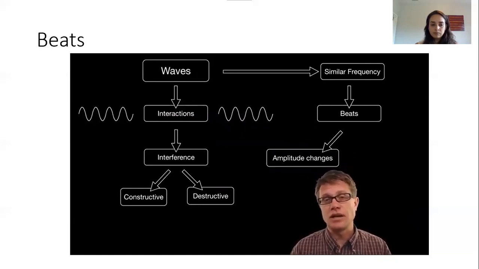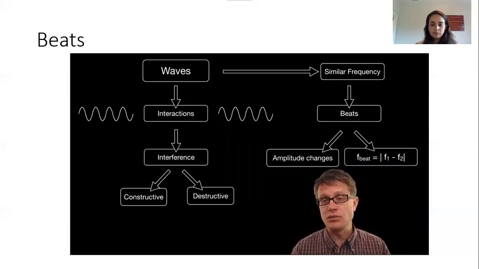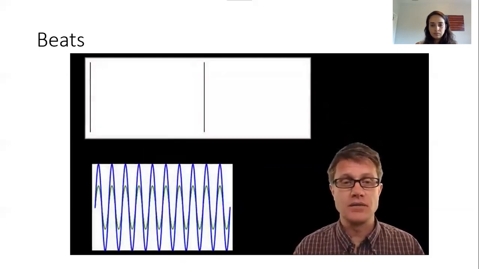Now it's really easy to calculate the frequency of the beats. All you do is frequency of the beat equals the absolute value of the difference between the two frequencies. So if I know frequency 1 and 2, I simply subtract them, and take the absolute value.